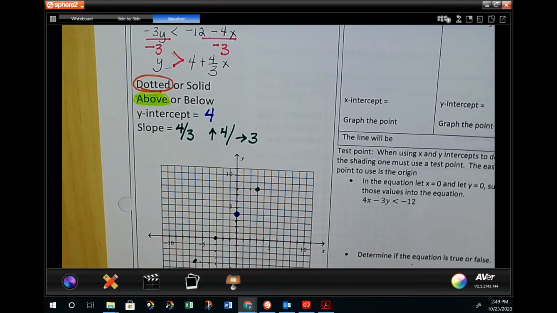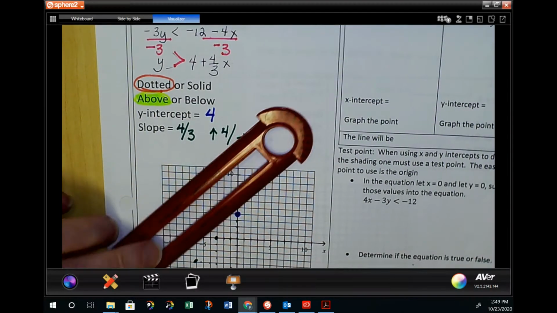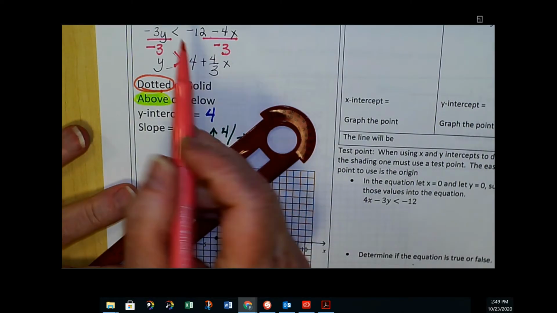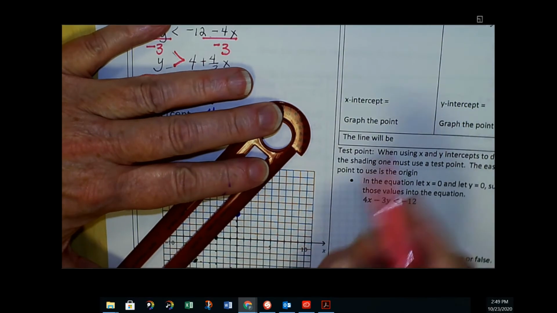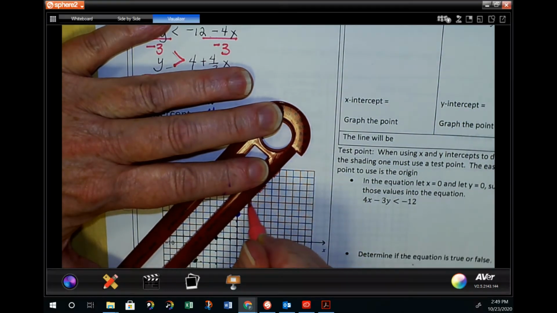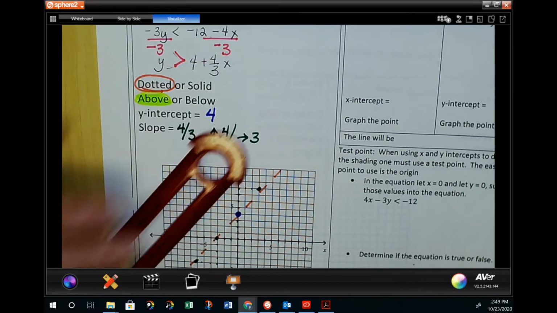I'm not going to make you do this. I'm just saying it's a little bit easier to do. So that's why I do this. So now we're going to draw this, and then, what does it say? It needs to be a dotted line. So I'm going to put my ruler there, and then I'm just going to make a dotted line. Go through and make your dotted line.